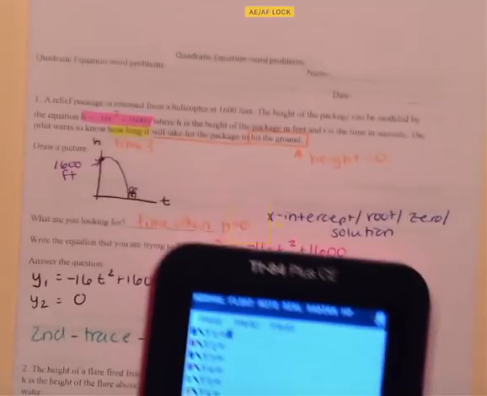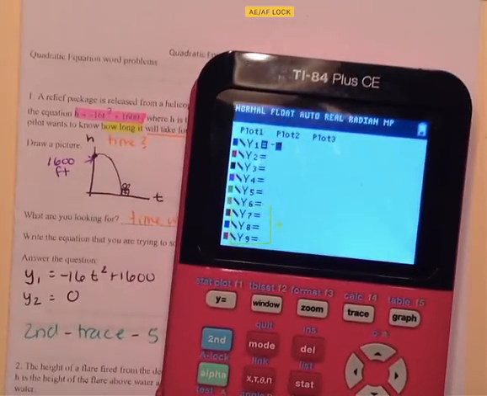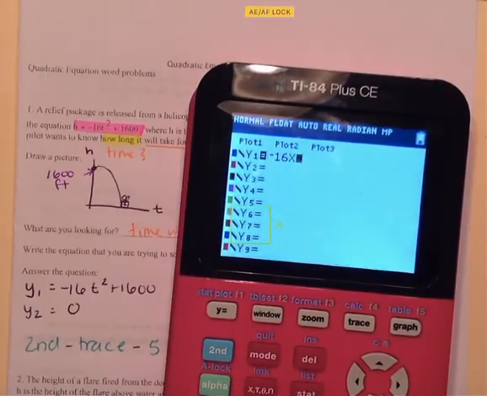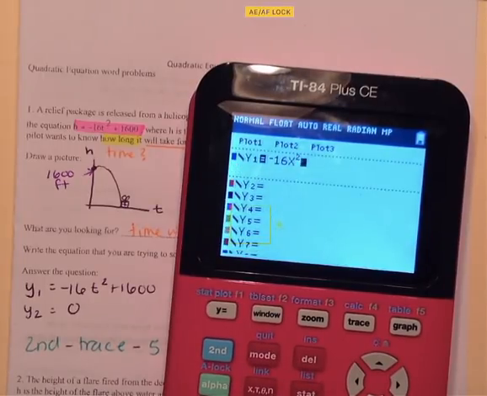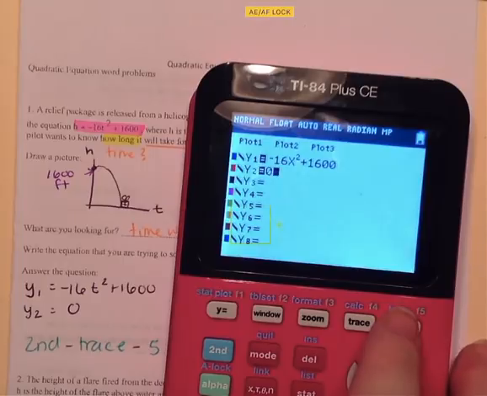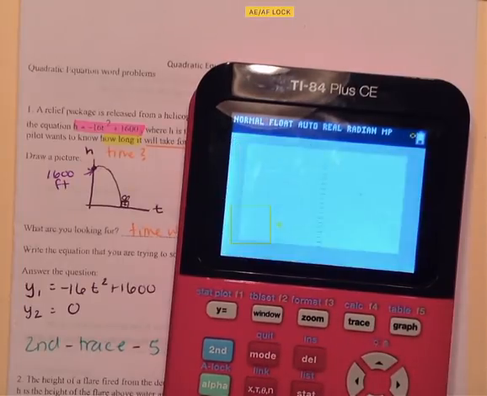So y equals, my y1 is negative 16, I'm going to use the letter x because I can't use t, squared, plus 1600, and then my y2 is going to be 0. So I'm going to press zoom 6 so I can go back to a nice regular screen.